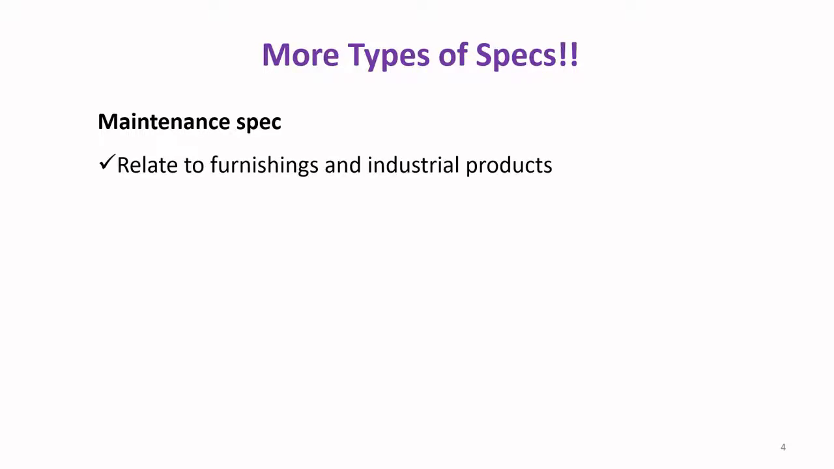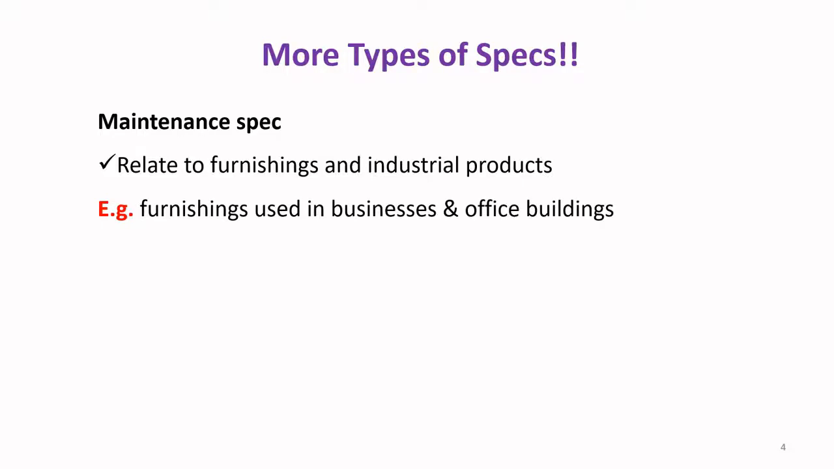So maintenance spec relates to the furnishings and industrial products, like you have your sofa sets. Your sofa set has gotten dirty. You cannot wash it, but how will you maintain it? How will you clean it? So the cleaning chemicals are there, and there are equipments with the help of which you can clean the sofa set or the draperies or the curtains or the industrial products, following the maintenance instructions.